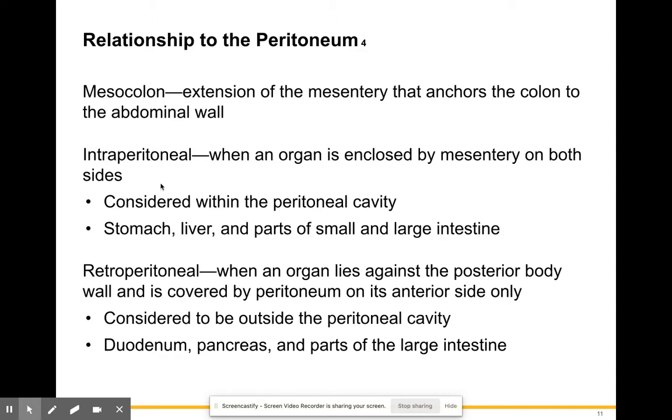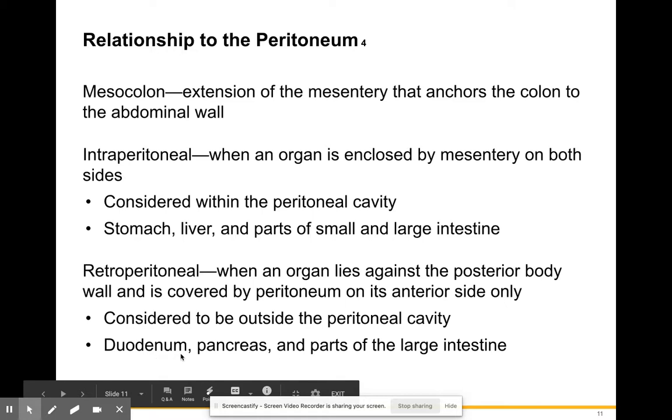The stomach, the liver, and parts of the small and large intestine are all intraperitoneal. And when something is retroperitoneal, that's when an organ lies against the posterior of the body wall and is covered by peritoneum on its anterior side only. That typically just means it's behind the peritoneum. The duodenum is one of those, and that's part of your small intestine. Your pancreas is considered retroperitoneal, and some parts of the large intestine are also considered retroperitoneal.